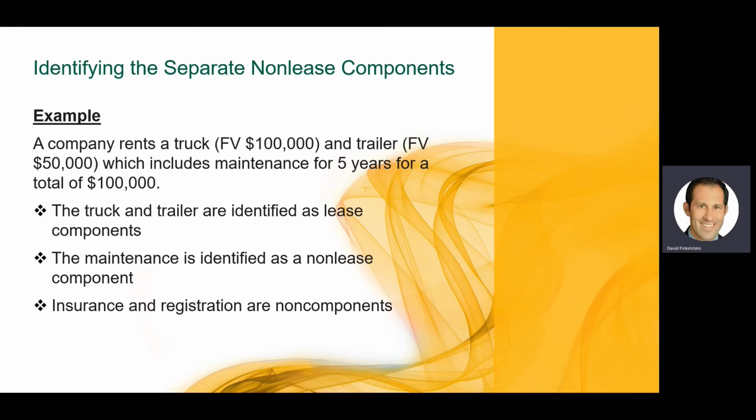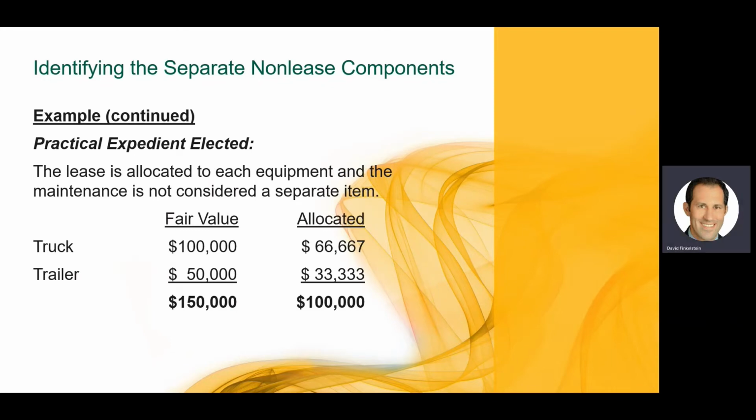To give an example of separating non-lease components, if the company rents a truck with a fair value of $100,000, and a trailer with a fair value of $50,000, this also includes maintenance for 5 years for a total of $100,000. The truck and trailer are identified as lease components. The maintenance is what will be identified as your non-lease component in this case. And the insurance and registration on the truck and trailer would be non-components in this instance. So for this exercise, if we elect the practical expedient, the lease would be allocated between each piece of equipment, and the maintenance is not considered to be a separate item. So we'd only look at the fair value of the truck and the trailer, which was $150,000 combined for a $100,000 contract, and we would allocate it pro rata across those two to give us an allocated value for each asset.